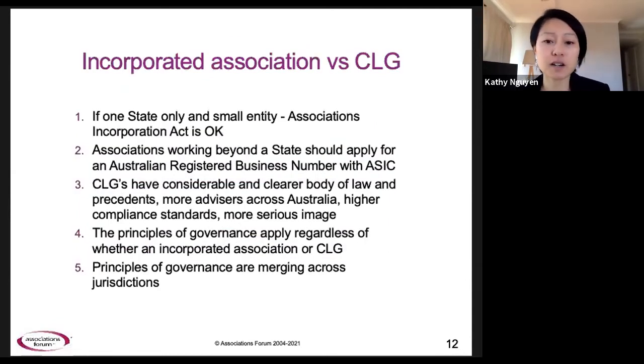Now, some general principles about incorporated association versus company limited by guarantee. So the state acts are aimed at state or local or regional organisations. So if your activities are going to be limited to that state, or you're a fairly small entity, then usually incorporating as an incorporated association is okay. Now, associations that work beyond that state would need to apply for an ARBN, which is an Australian registered business number administered by ASIC. So technically, if you are an incorporated association, you should only be operating within that state that you incorporated. And then to operate beyond the state, you apply for an ARBN.